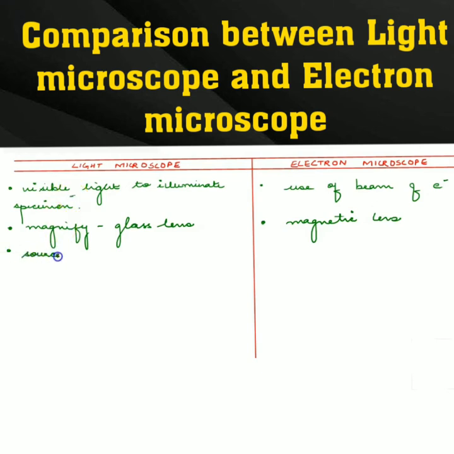The source of visible light in case of light microscope is the natural light or the lamp lights, whereas in electron microscope, the tungsten filaments are used. When these are heated, they release the electrons.